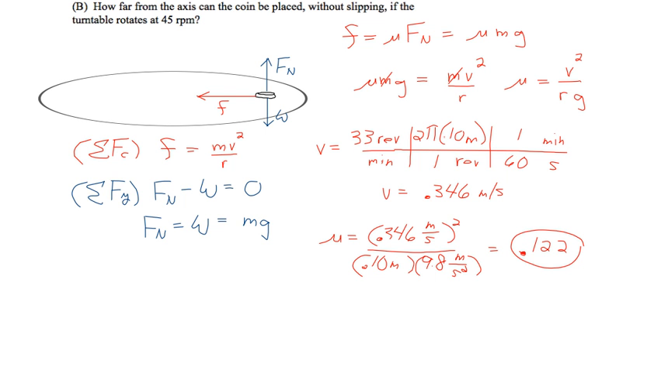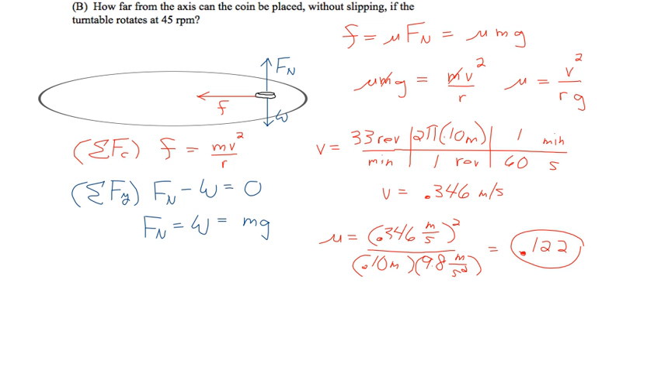Now for part B, it says how far from the axis can the coin be placed without slipping if it's rotating at 45 RPMs. Well, 45 RPMs is faster than 33 RPMs. So that means if I keep it 10 centimeters away, it's going to fly off the record. So I'm going to have to bring it in a little bit. Well, the unknown is going to be, where do I bring it in? How far do I have to bring it in?